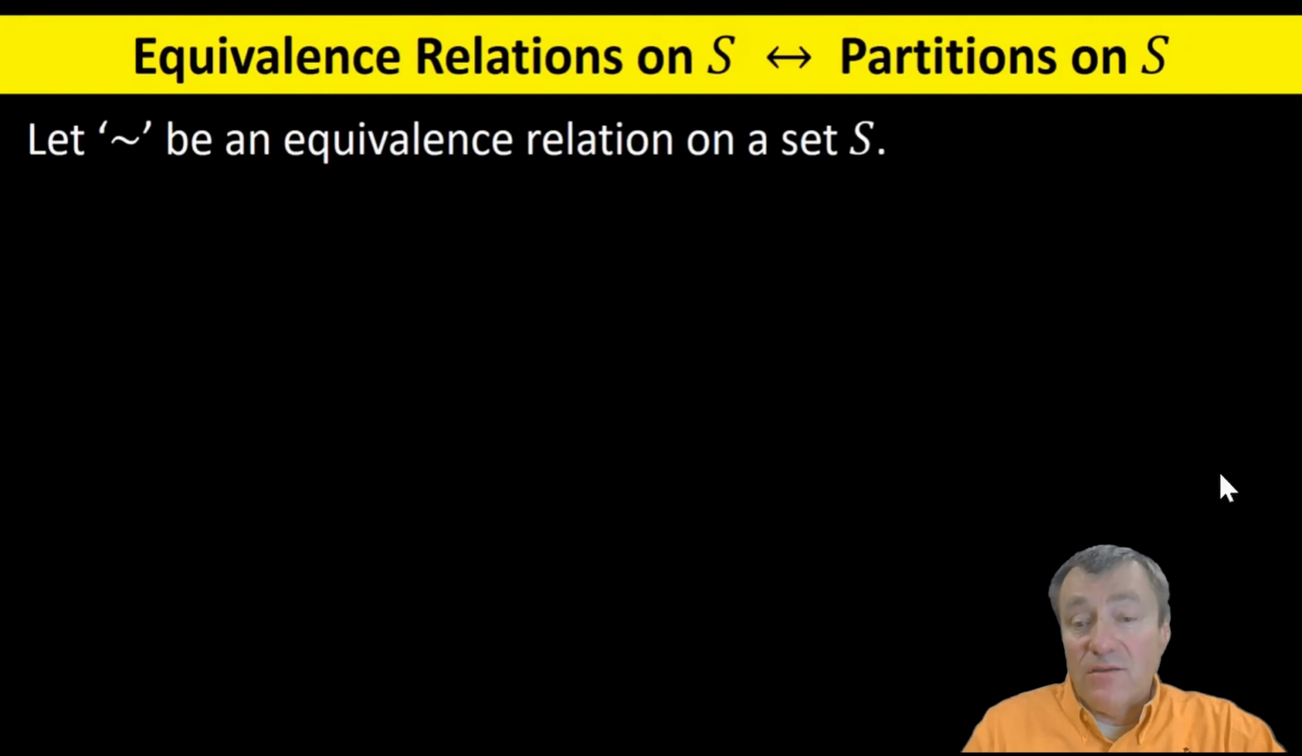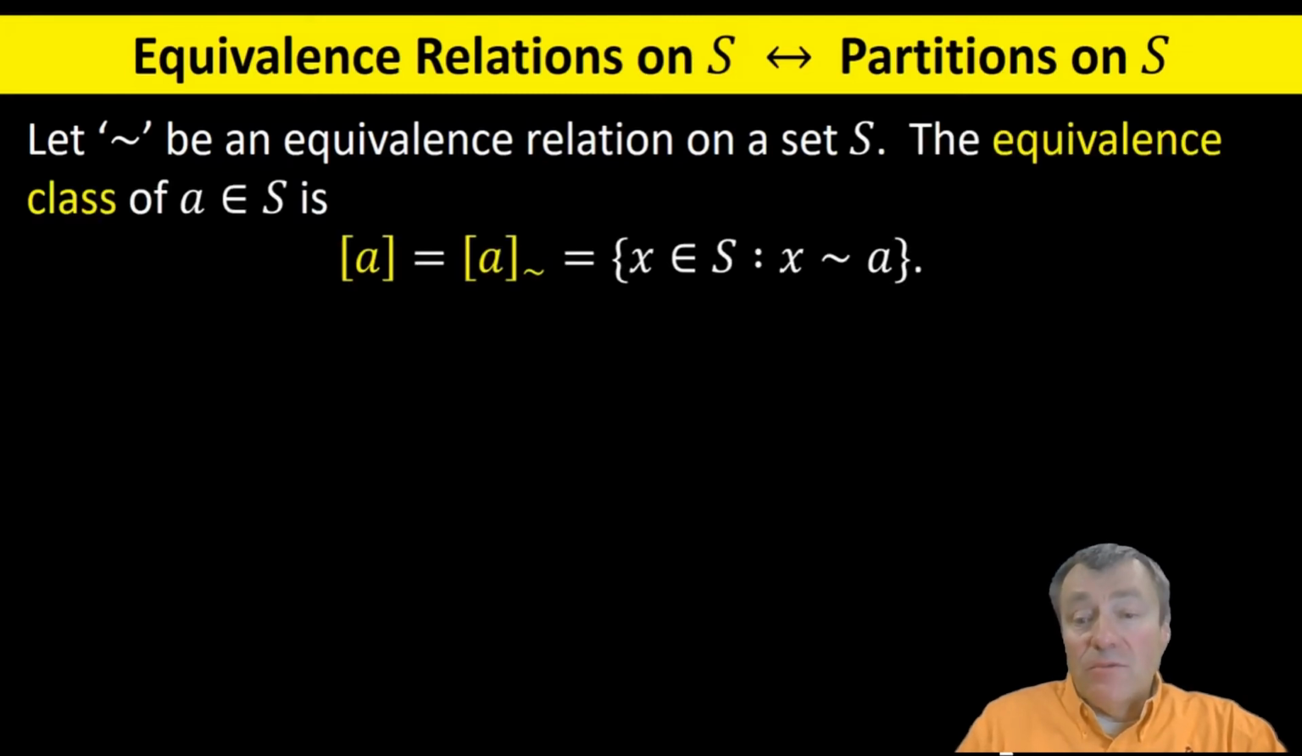How does this work? Well, we'll start with an equivalence relation on a set S, and I need to show you how this gives rise to a partition. So we talk about the equivalence class of each element. So you have an element A of S. Then its equivalence class is the set of all elements that are related to it, the set of all elements that are equivalent to it. That's a subset of your set.